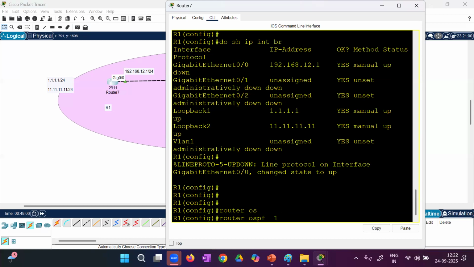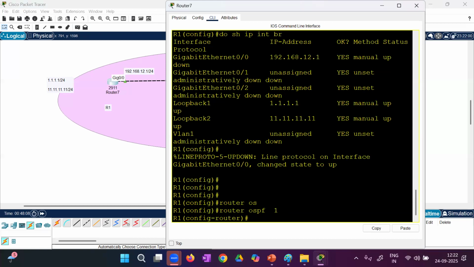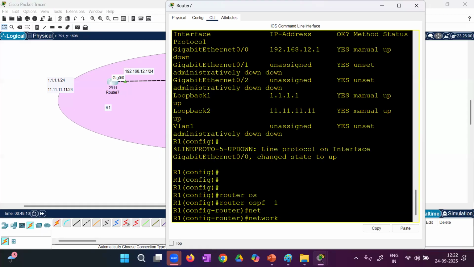So the first command we have given, router OSPF 1. Next, this time I will not give the router ID. Let it take automatically. Okay. Network is what? We have three different networks. One is 192.168.12.0, 0.0.0.255. And what is the area? 1. Same common area.